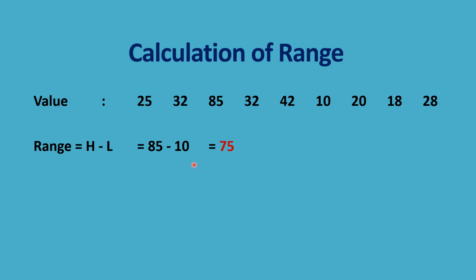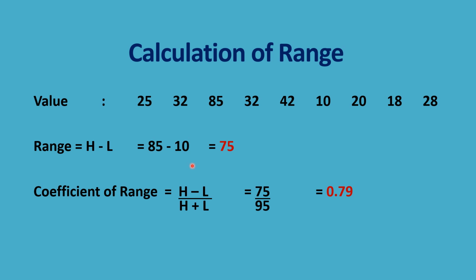Now let us see how the coefficient of range is calculated. Highest minus lowest value divided by highest plus lowest value. It is 75 divided by 85 plus 10, that is 95, and the answer is 0.79, that is the coefficient of range or the relative measure corresponding to range.